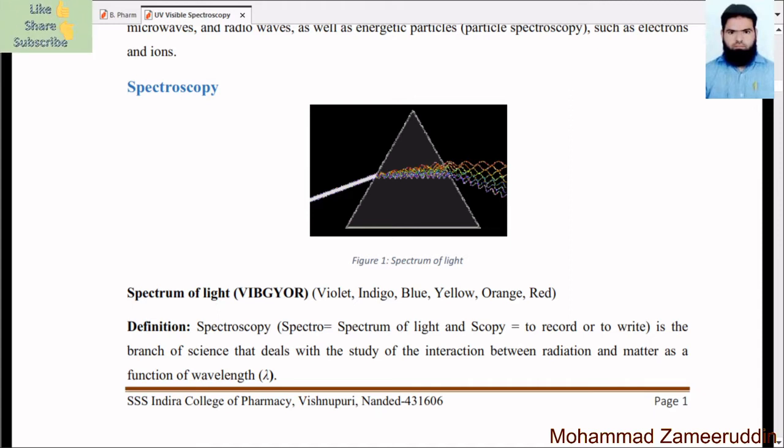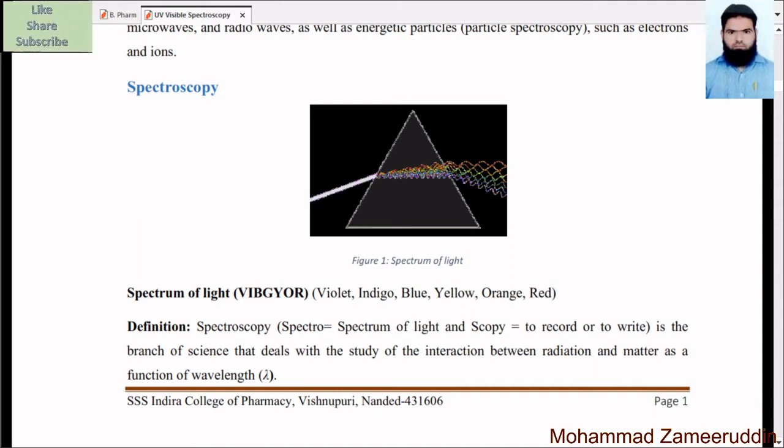Now the next part is the definition of spectroscopy. What is the definition of spectroscopy? If we split the term into two words, we can split it into spectro and scopy. Spectrum is the spectrum of light, the 7 colors of light you can see above. And scopy or scopus means to record or to write. ये हमें रिकॉर्ड करना है, या इसको राइट करना है.